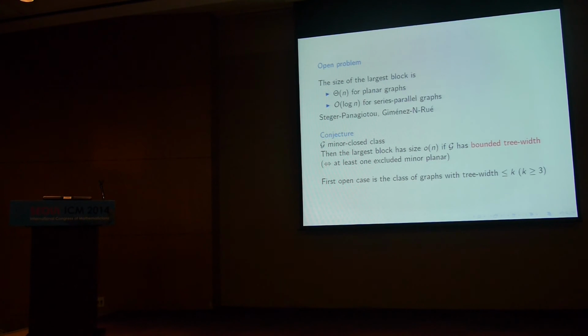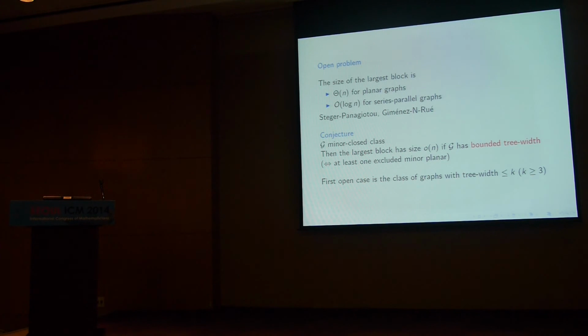I want to finish with an open problem. Remember this statistic, which is the size of the largest 2-connected component, the largest block. I said for planar graphs it's linear, and that's okay. But for a very special subclass, called series-parallel graphs, this is small: the largest block is logarithmic. This was analyzed independently by these two groups of authors.